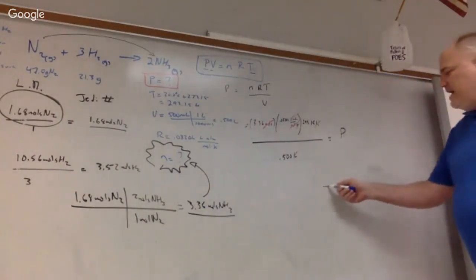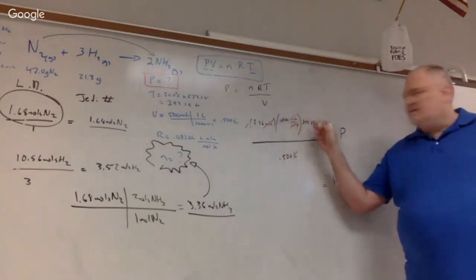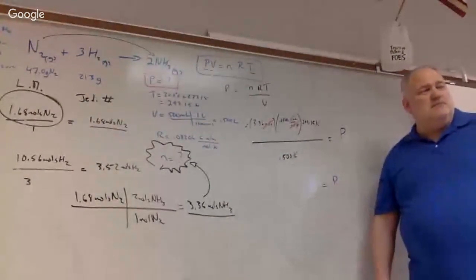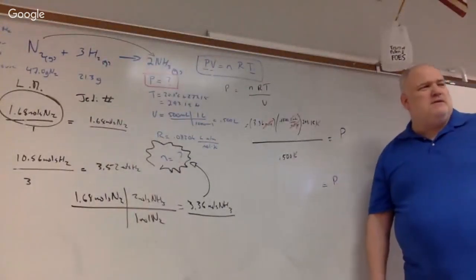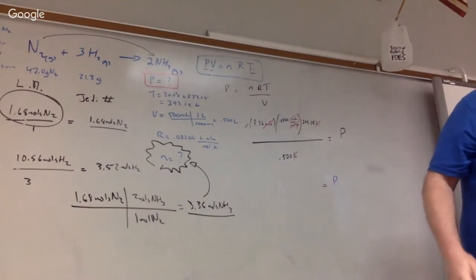So if I do this math here, wouldn't that just be this times this divided by this? What do I get? Does anyone have it? 161.650. Say it one more time.